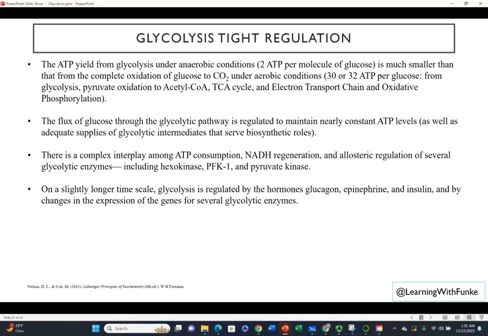An example of that, like I said before, key ones are PFK1, pyruvate kinase, and you also have hexokinase. By modulating those enzymes, you can affect the rate at which those steps are catalyzed, right? That's the general idea here. On a slightly longer scale, you can start looking at glycolysis being regulated by hormones like glucagon, epinephrine, insulin, and by modulating gene expression levels to control the availability of these enzymes for catalyzing these reactions.